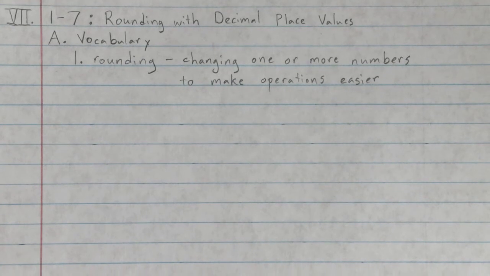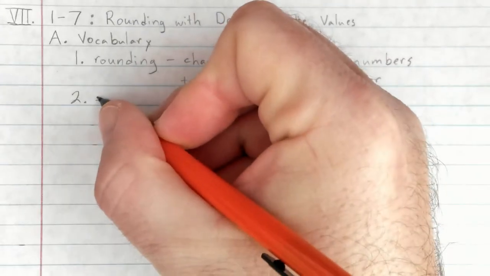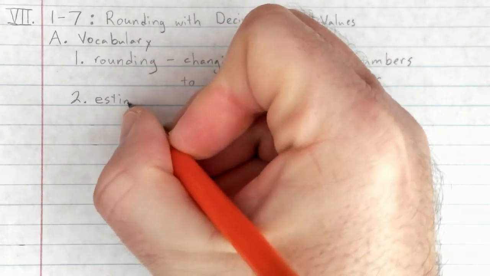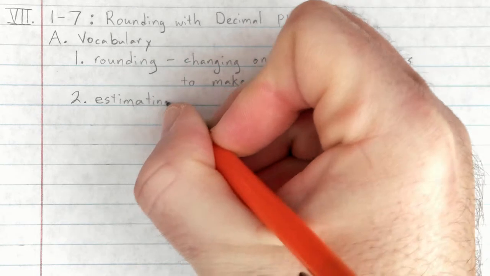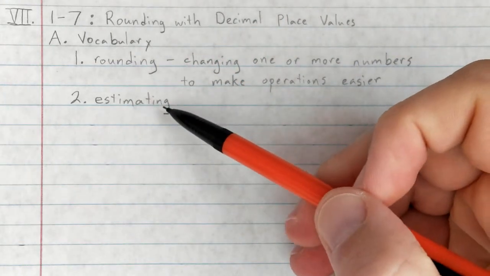Sometimes we end up with really long numbers. Sometimes we end up with numbers with a lot of different digits. And if we can round them, make them into something with a few more zeros, they're a little easier to work with. Now, rounding tends to get confused with our next word. I'm going to do the best I can to make sure that by the end of 5th grade, you know the difference between rounding and estimating.